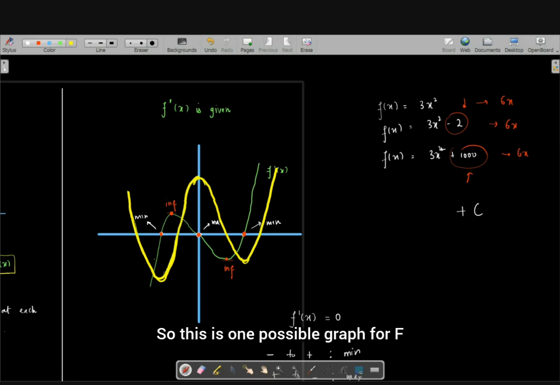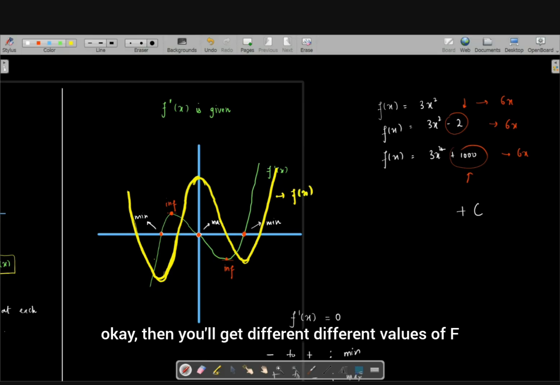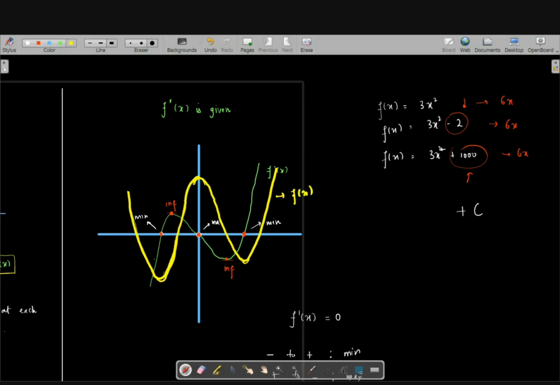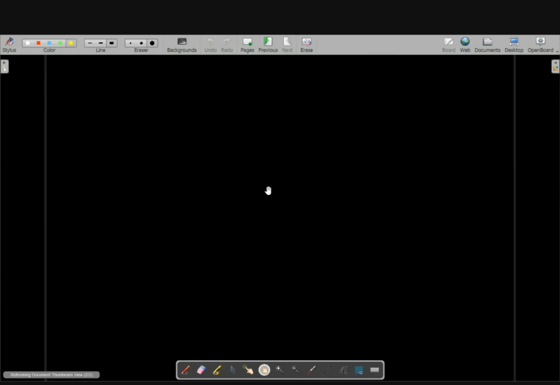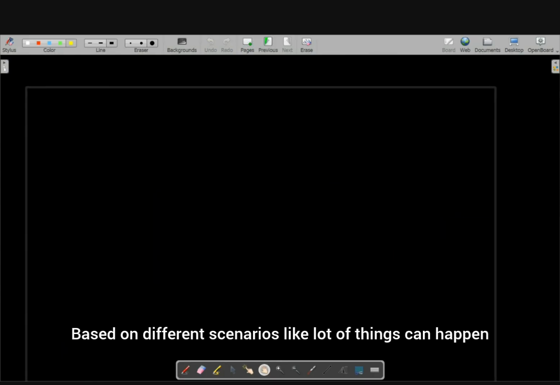So this is one possible graph for f, the yellow one. And if you shift it up or down, then you'll get different values of f for the given graph of f prime. Okay. So now let's do an FRQ based on different scenarios, like a lot of things can happen.